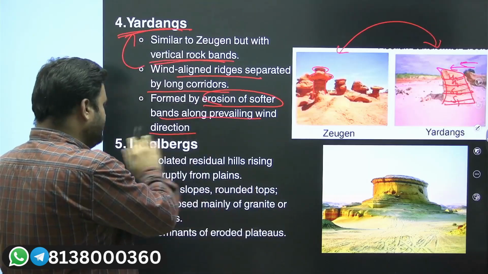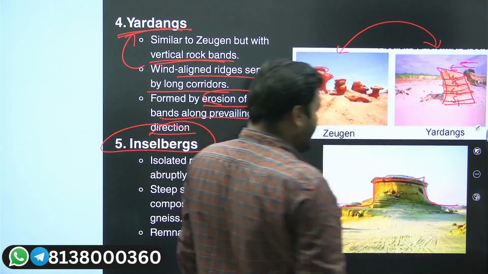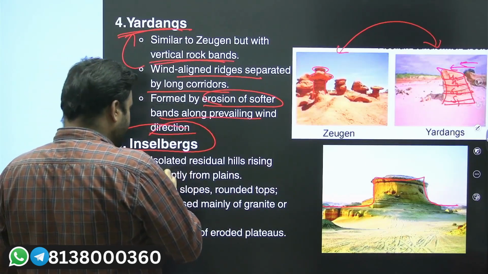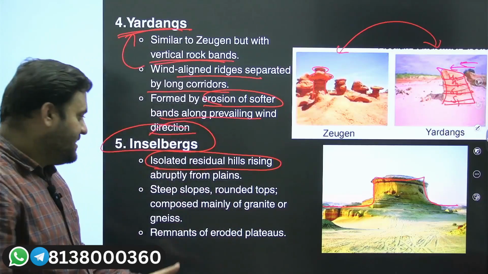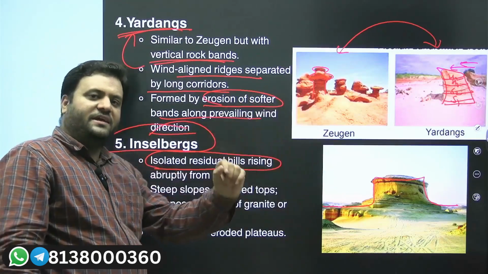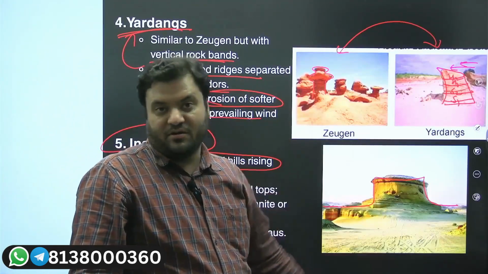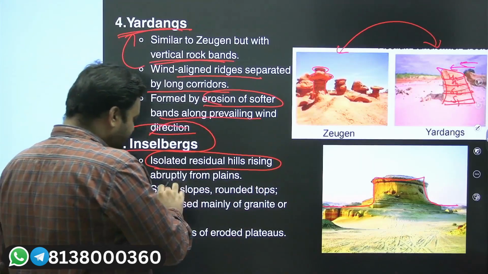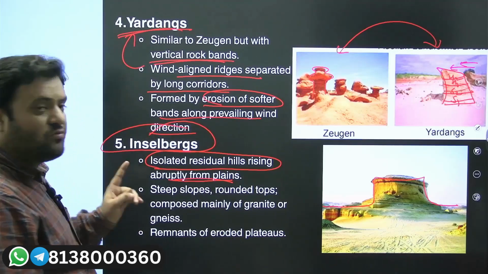Then we have an Inselberg. Inselbergs are like isolated mountains, isolated plateaus specifically, or hills you can say. They are residual hills rising abruptly from the plains, which might be because of a mantle plume, or because of hotspot volcanoes and so on. So when it rises abruptly from the plains, that will be termed what?